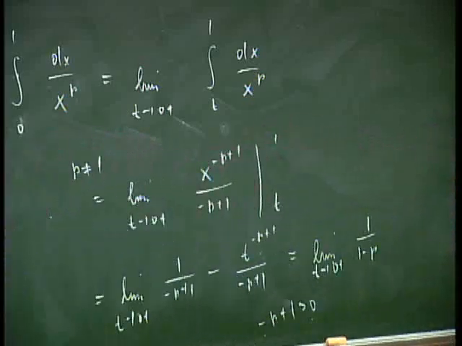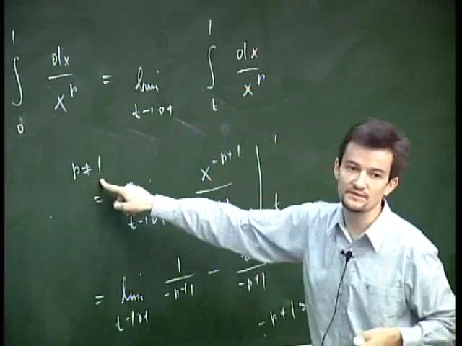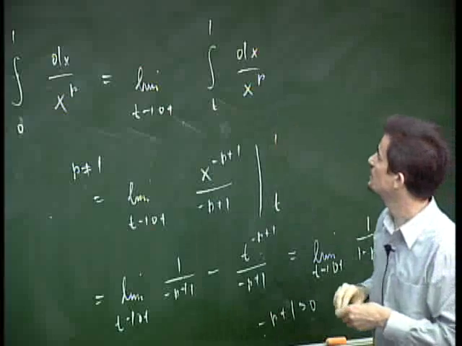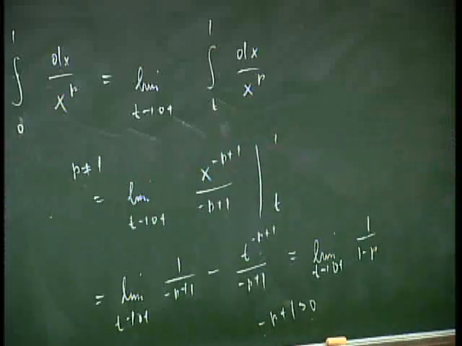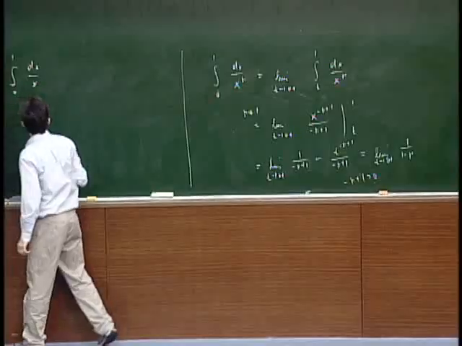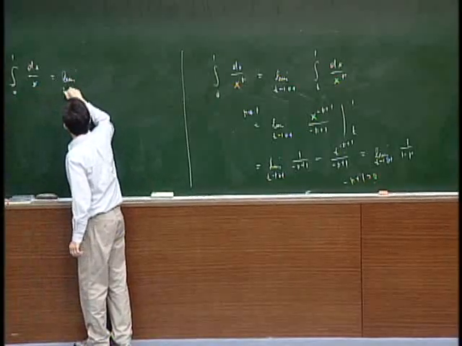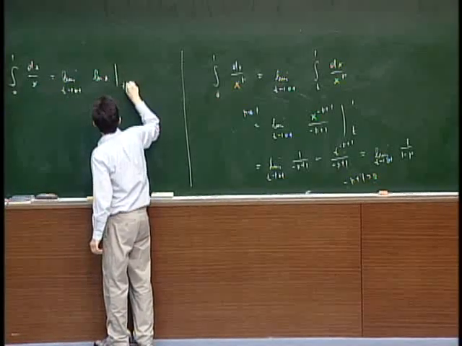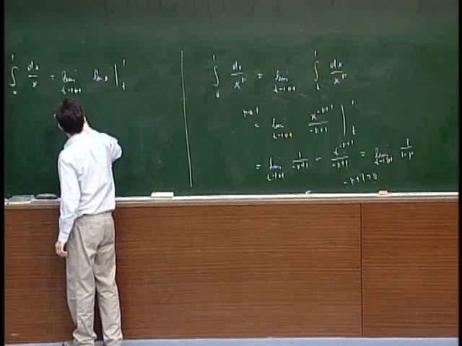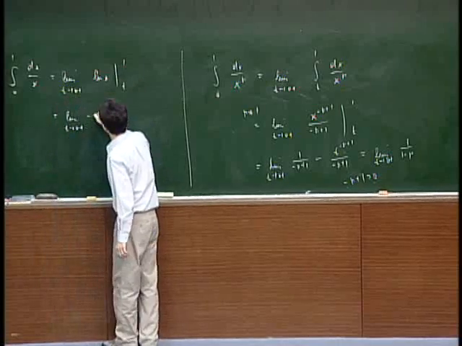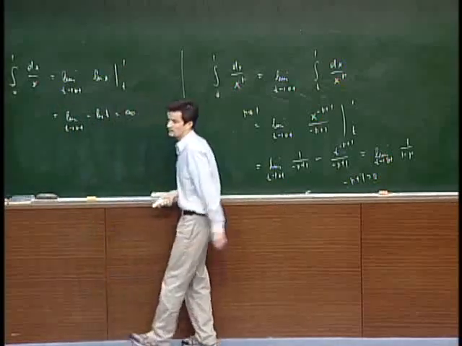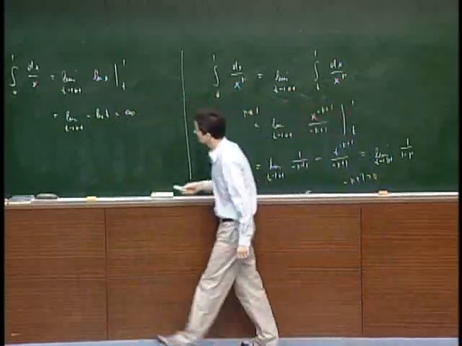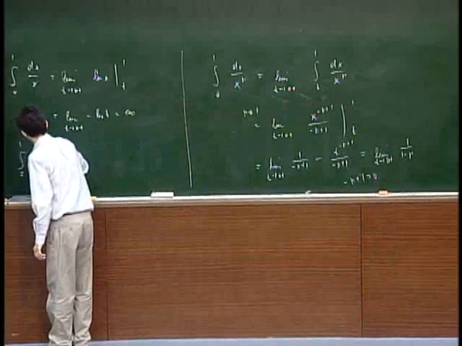So we see the behavior of this integral. I should say we also have to check the case p equal to 1, but this case is also simple. Let's check the case p equal to 1. In this case, we have the limit as t tends to 0 from the right of ln of x evaluated at t and 1. So what we get is the limit as t tends to 0 from the right of minus ln of t, which is infinity. Also divergent.